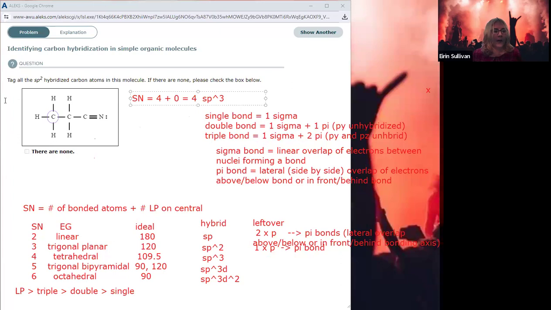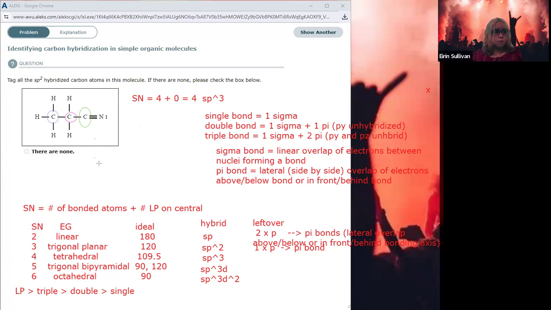Okay. What about the next carbon? So this pink carbon here. Again, 4 bonds, no lone pairs, so steric number's 4. That is also going to be sp3 carbon. Let's have a look at the next one then.